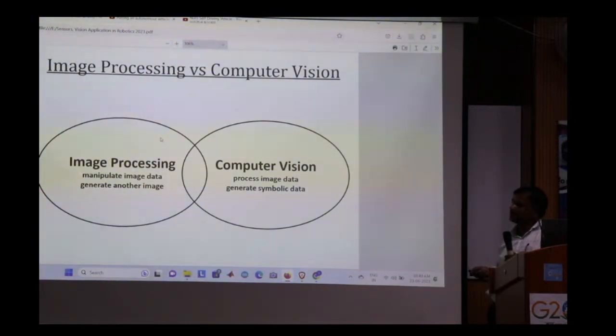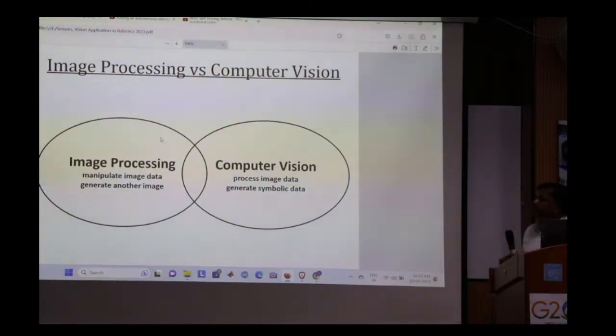Okay, so what is image processing? Image processing basically means manipulating image data to generate another image. Okay, so I told you when you take a picture, you may edit it, you may brighten it, or you may remove the background or other things. That is image processing. And when you do that, you get an output that is an image also. Maybe it may appear very good to you, but another person may say it's not a good image.